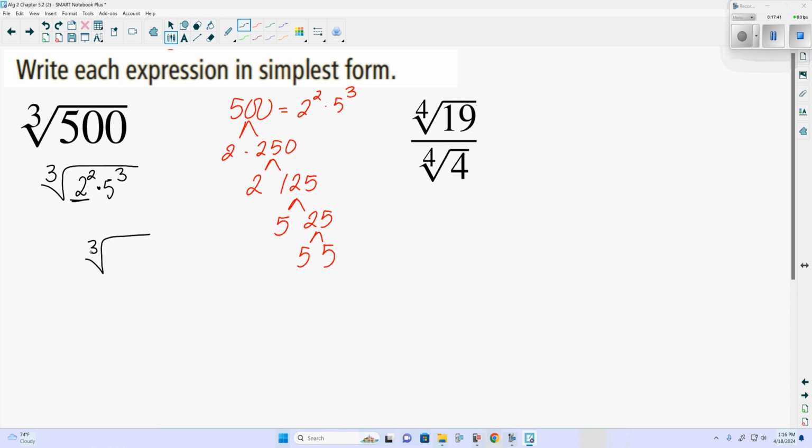So our 2 squared would stay inside, and we could just rewrite it as 4. 5 cubed. What's the cubed root of 5 to the 3rd? 5. All of them are going out. So we're left with 5 times the cubed root of 4. That's it. Because we can simplify the cubed root of 5 to the 3rd. We cannot simplify the cubed root of 2 squared. Cubed root of 5 to the 3rd is 5. Cubed root of 2 squared is just the cubed root of 4.